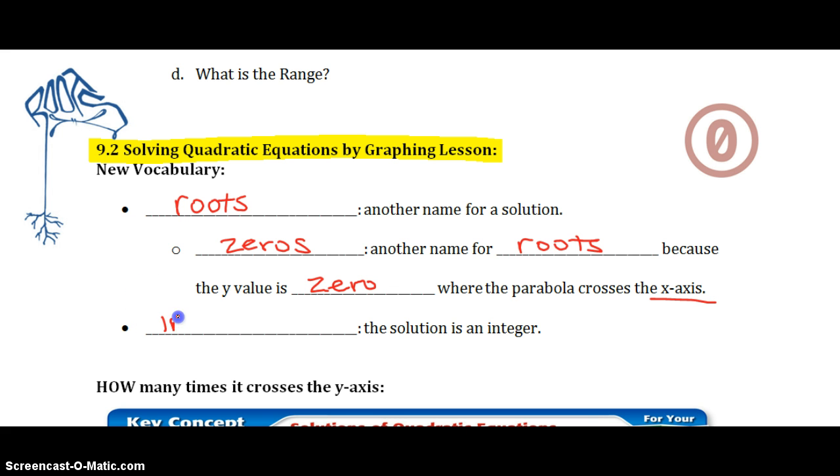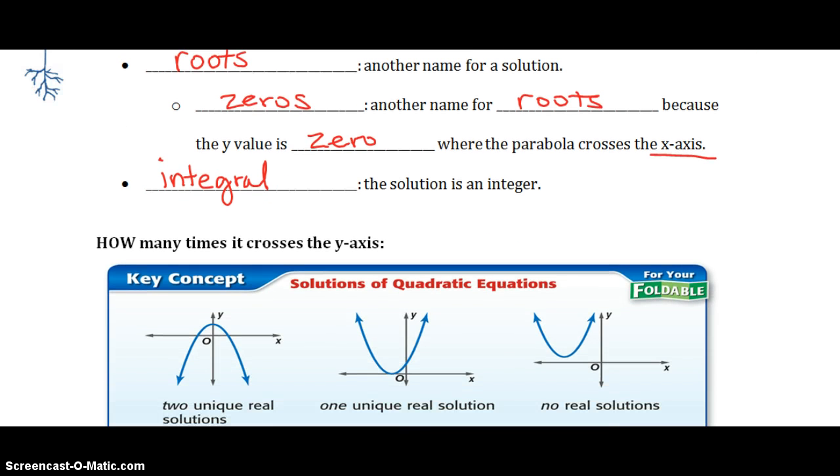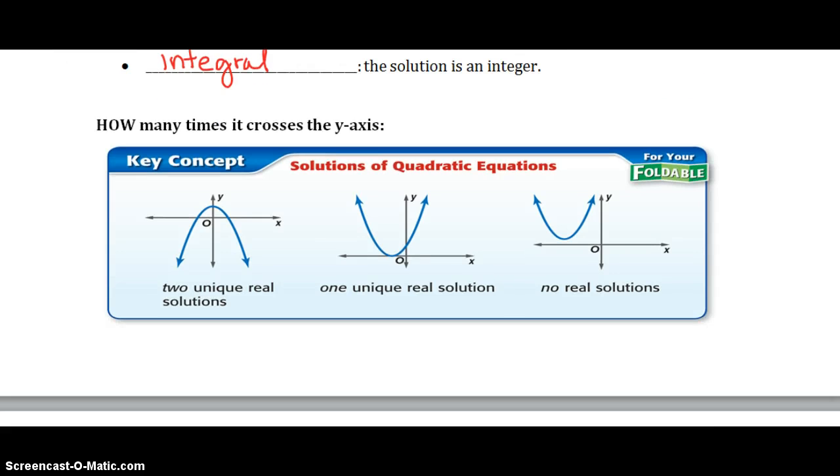Now if the solution is an integer, we call those integral roots. Integral roots are when you have integers as your answers. So there's a typo here in our notes. How many times it crosses the x-axis? This should say x, not y. How many times it crosses the x-axis is how many roots a quadratic equation is going to have.